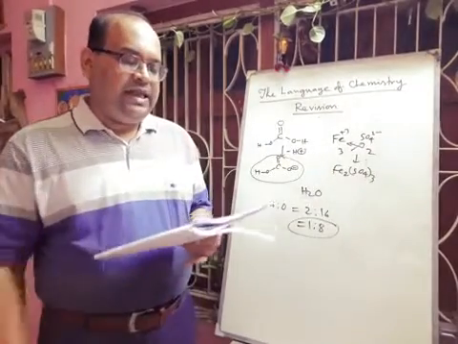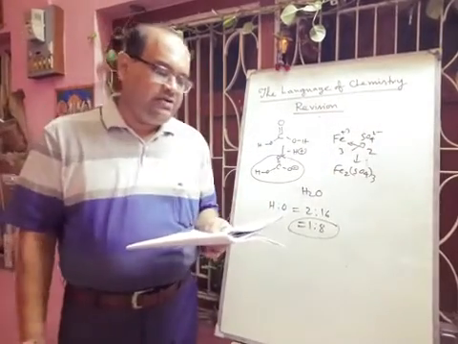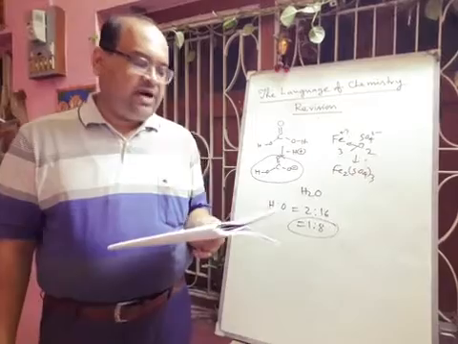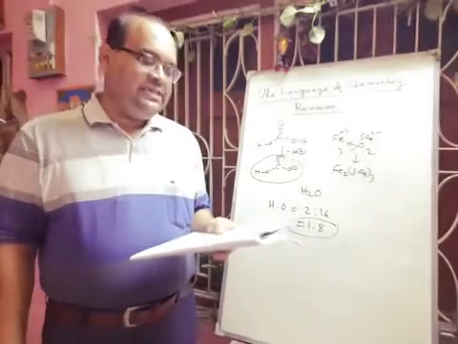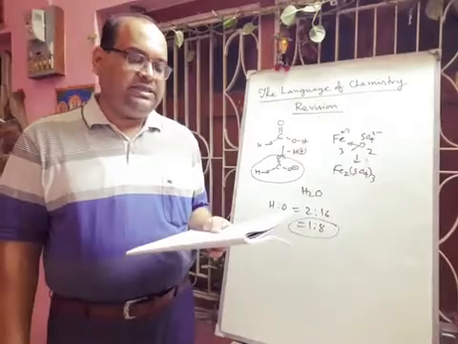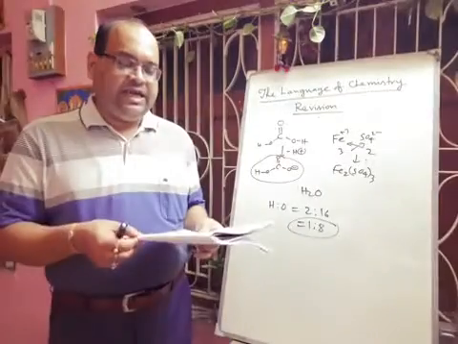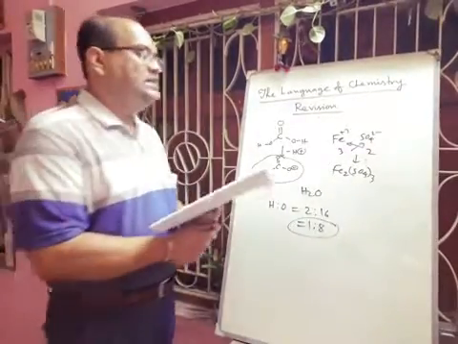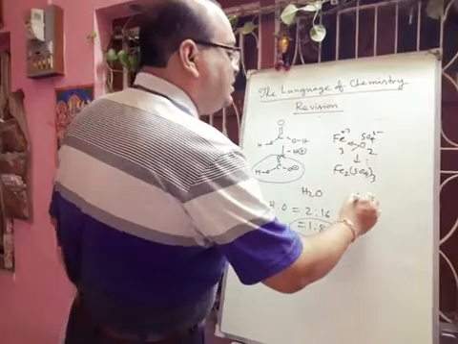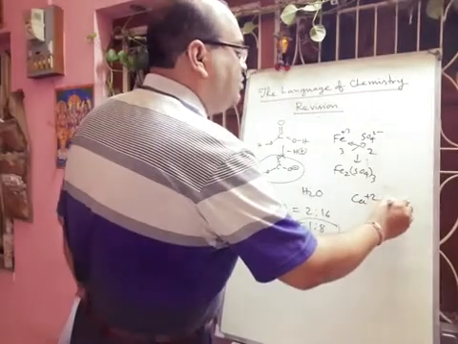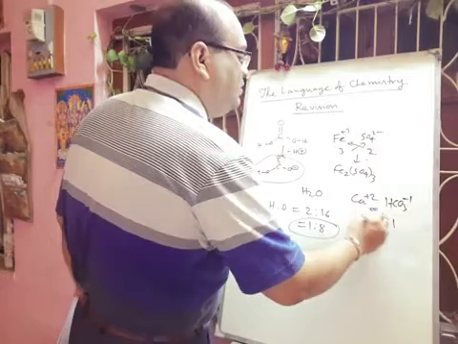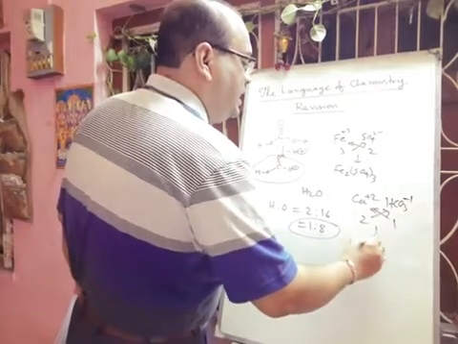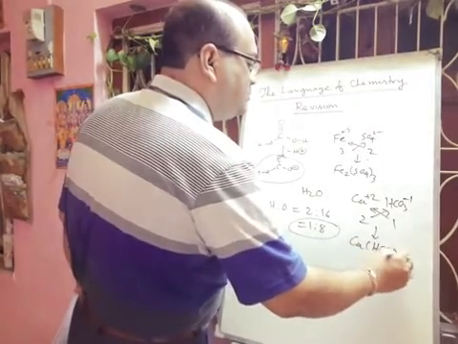Next one is: the formula of sodium carbonate is Na2CO3, and that of calcium carbonate is what? Options given are CaHCO3, Ca(HCO3)2, Ca2HCO3 and Ca(HCO3)3. So for calcium bicarbonate, calcium will be plus 2 and bicarbonate will be minus 1. Here it is 2, it is 1. So definitely it will form Ca(HCO3)2.